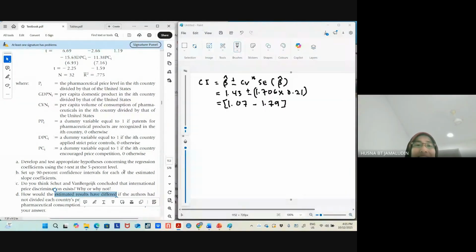So the answer is, if you don't divide by the population, basically the coefficient will change, of course, right? You will see the changes in the coefficient value. But when you divide it, your expected sign, whether it is positive or negative, and the significance of the variable will not change. It will stay the same. What makes it different is just the coefficient. Instead of a bigger coefficient, you're going to have a smaller coefficient.